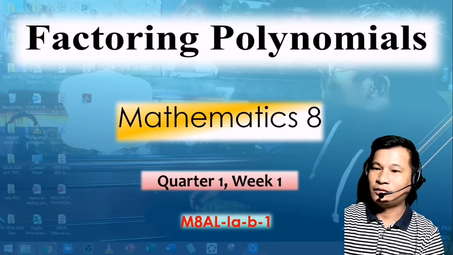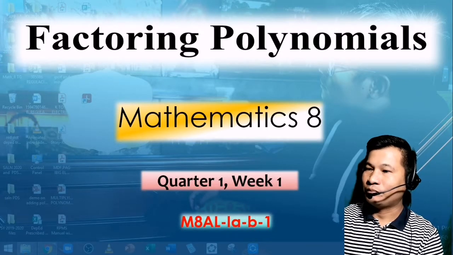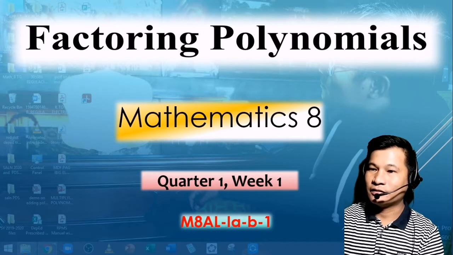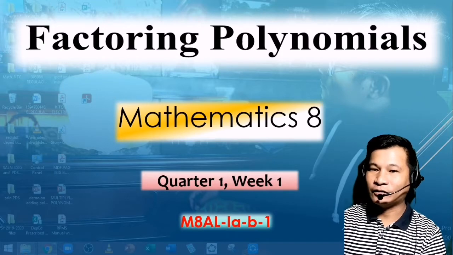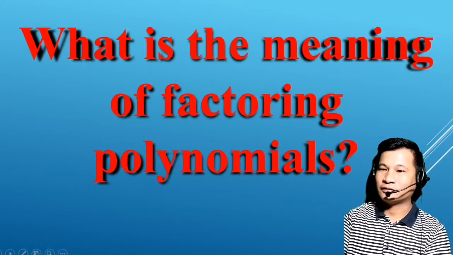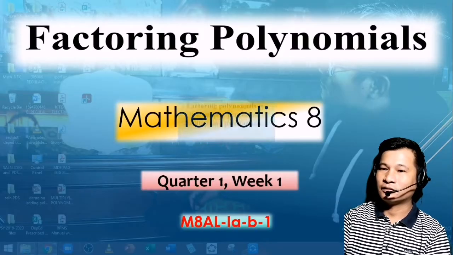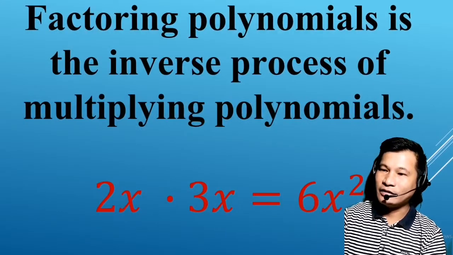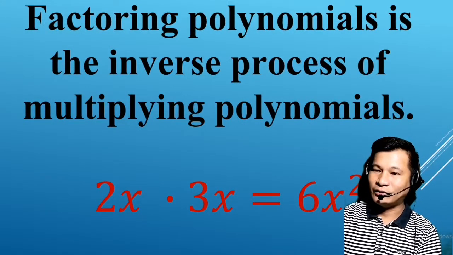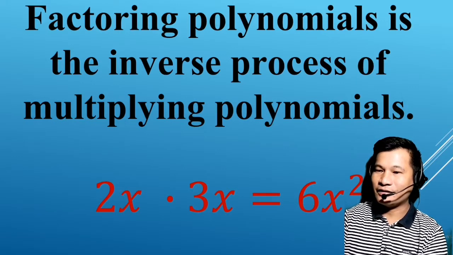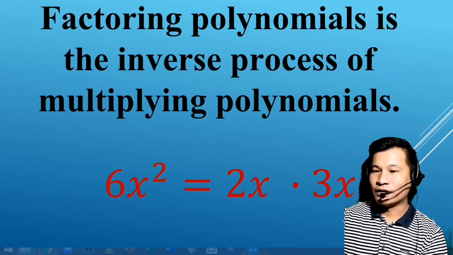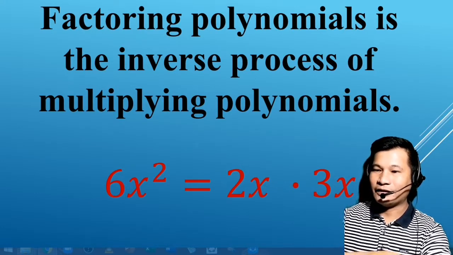Okay, so before we proceed to factoring polynomials, let's have first the meaning of factoring. What is the meaning of factoring polynomials? So, factoring polynomials is the inverse process of multiplying polynomials. Say 2x times 3x equals 6x squared. So 6x squared equals 2x times 3x.